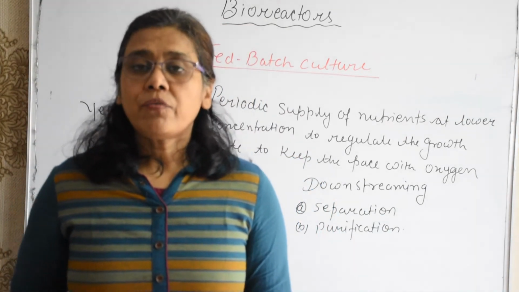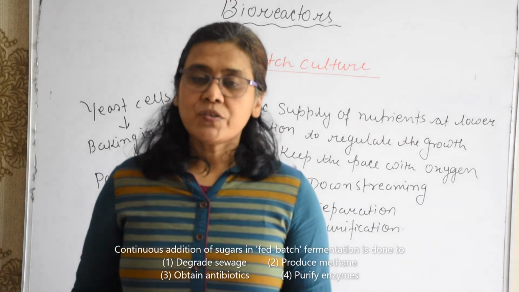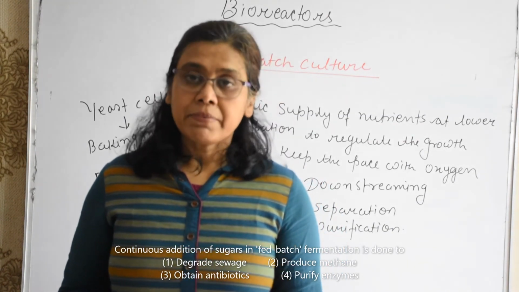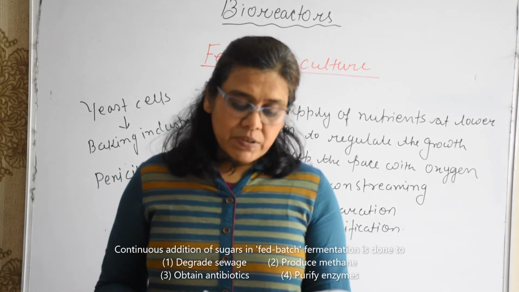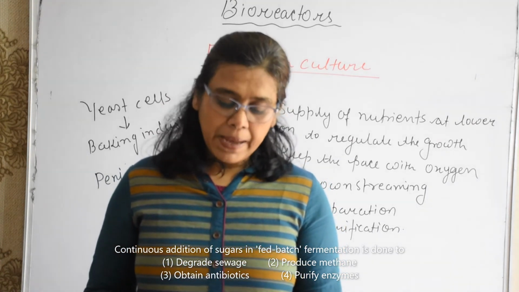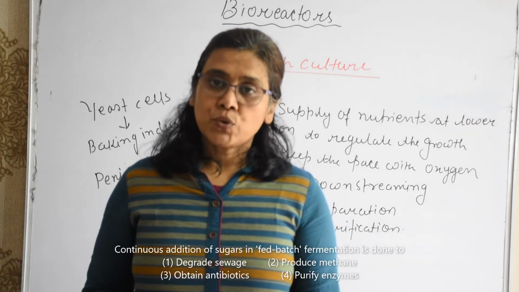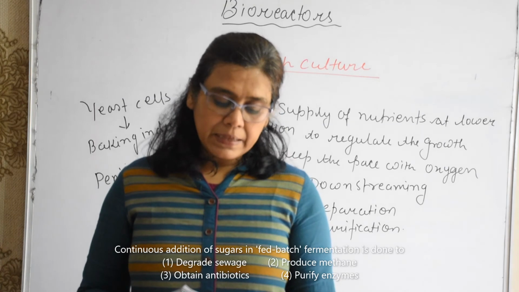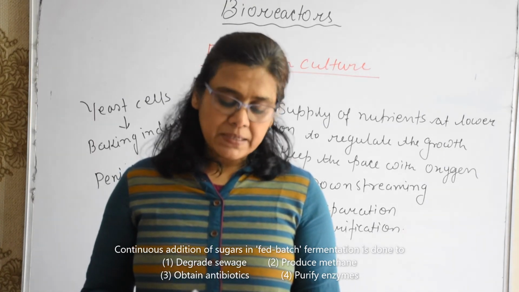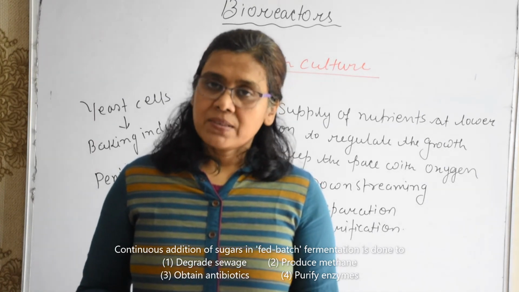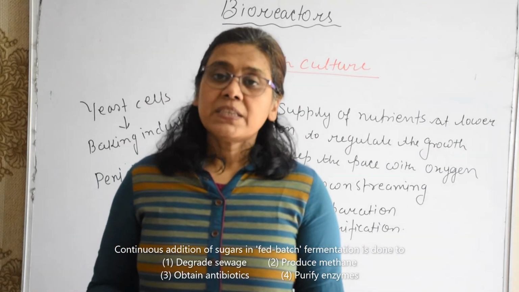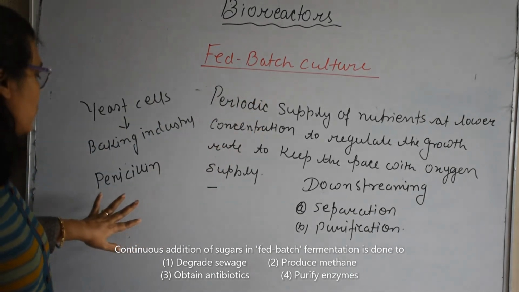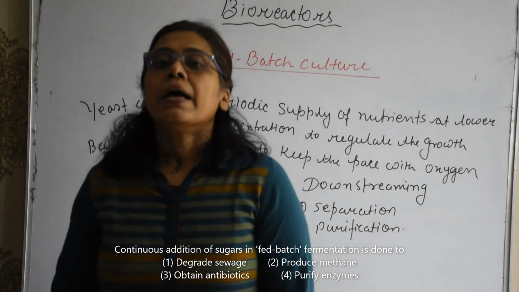Based on this biofermenter, here I am referring to one question which was asked in AIPMT Prelims 2011. The question is: continuous addition of sugar in fed batch fermentation is done to. The options are: degrade sewage, produce methane, obtain antibiotics, purify enzymes. And the answer is obtain antibiotics. So you have learned here that fed batch culture is used for the production of antibiotics, that is penicillin.